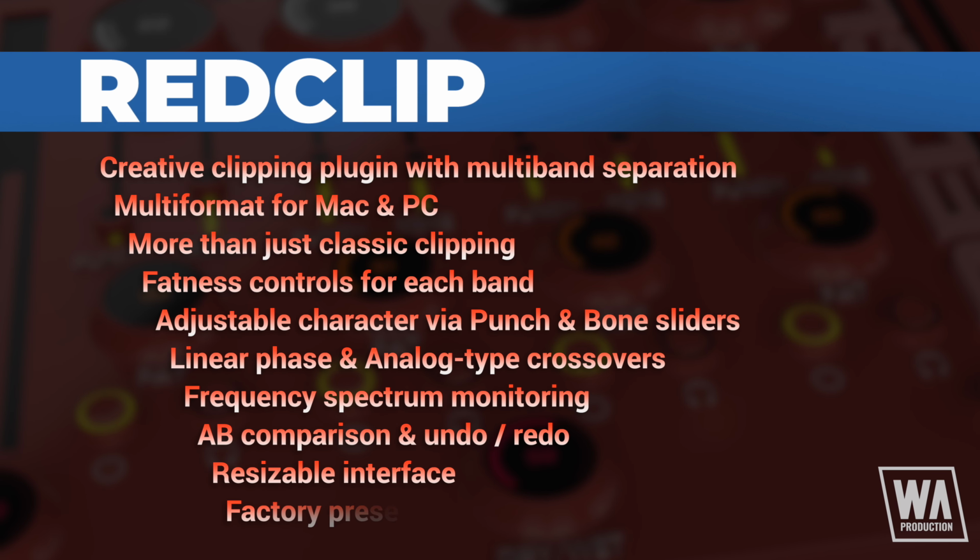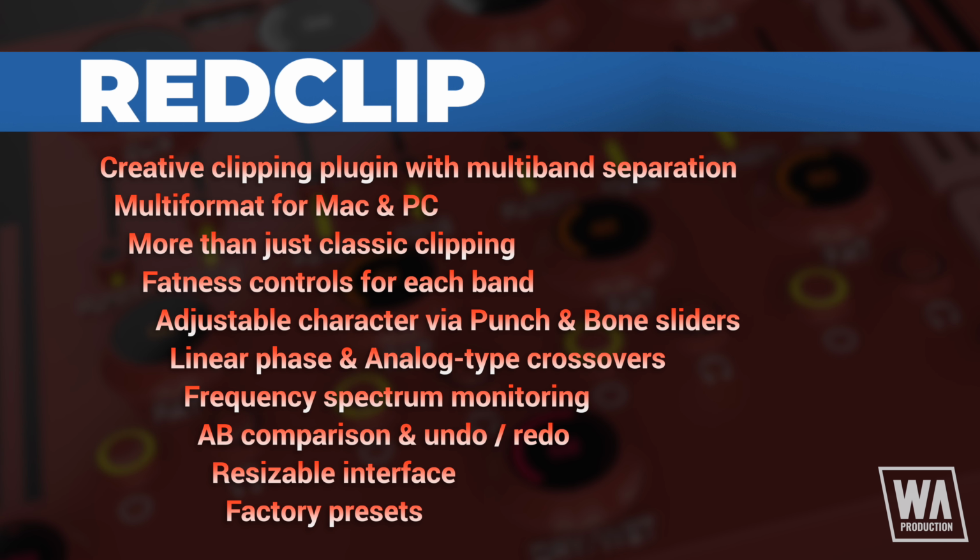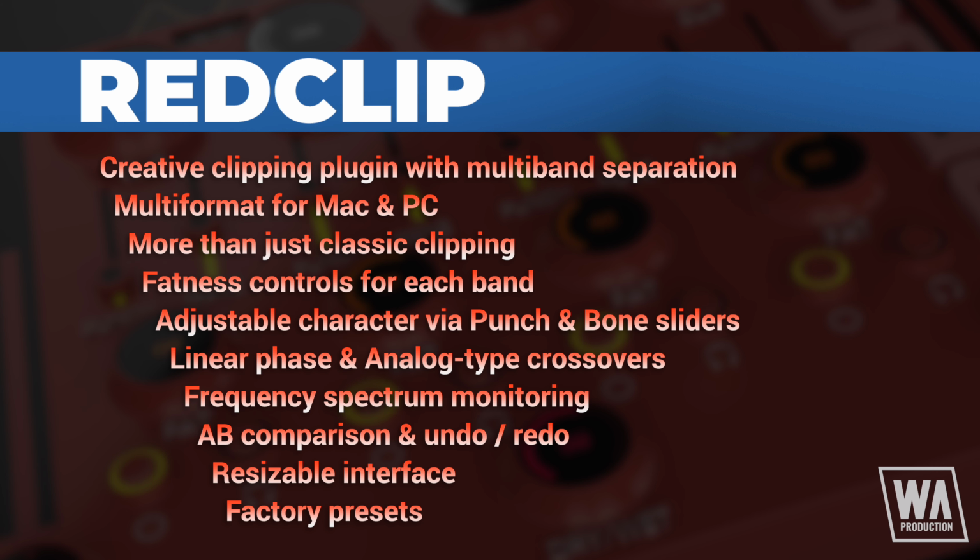Running in all major plugin formats for Mac and PC, RedClip is a toolbox for multiband clipping and beyond, with intuitive controls for fatness, punch and bone. Adjust multiband crossover points and use the mute and isolation controls to precisely monitor the sound.